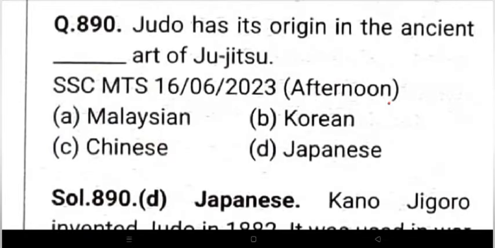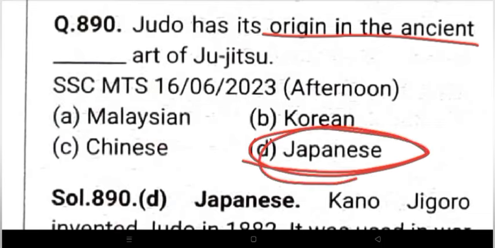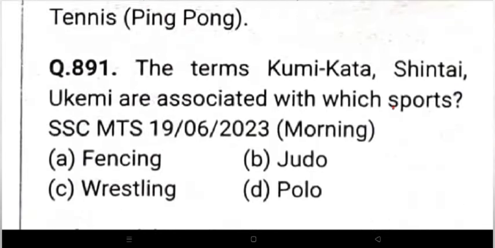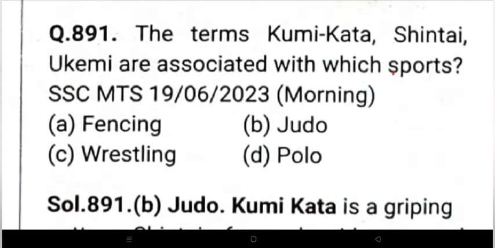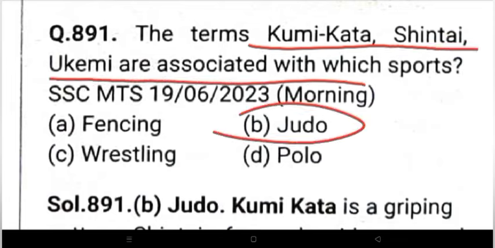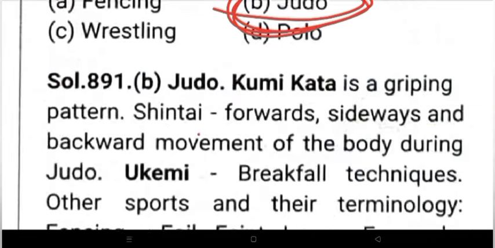Judo has its origin in the ancient Japanese art of Jiu-Jitsu. Next, the terms kumi kata, shintai, ukemi are associated with judo.